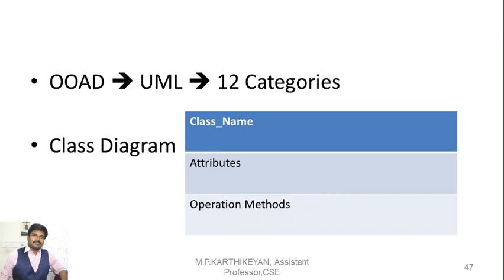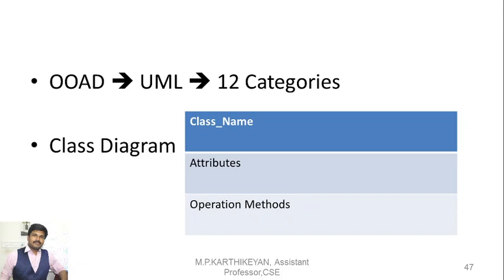Okay. So in a relational database management system, the data is represented in tables and columns, right? So here in the class diagram, the data is given in class diagram format. Okay. So this class diagram is divided into 3 components. The first one is the name of the class. The second one is the attributes which are used by the class. And the third one is the operation method. Okay, I will tell you an example also.